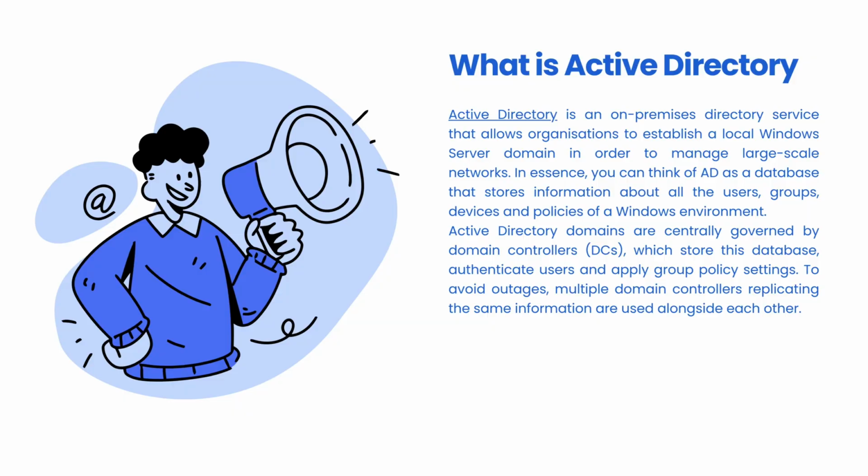Looking at Active Directory, it is an on-premise directory service that allows organizations to establish a local Windows server domain in order to manage large-scale networks. It's an on-site, on-premise directory service which will be sitting in your data center or in the server room. It is actually a database of users and groups, and you can also use it for Windows device management as well as service management by using group policy.